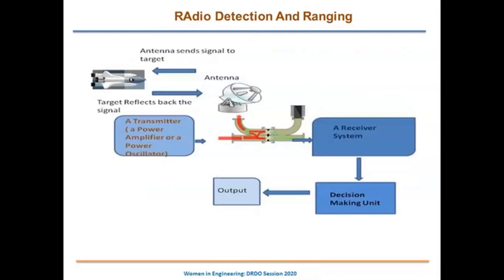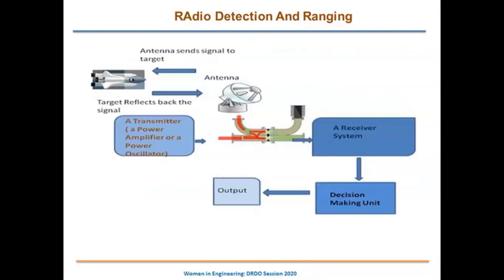So now we will go to the topic of the session today. First I will briefly explain radar. Radar is basically an acronym for radio detection and ranging, and is one of the electromagnetic sensors that is used in our military operations and all.